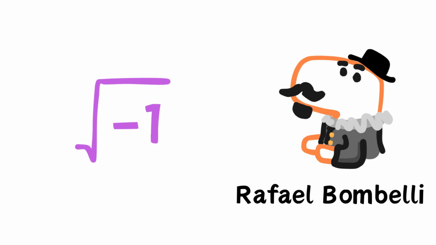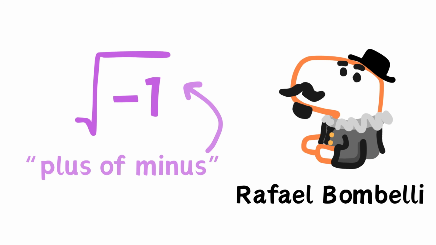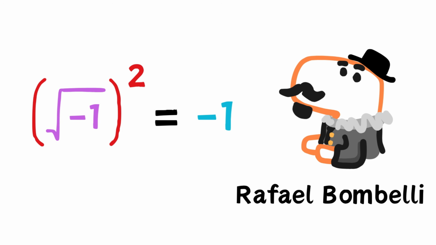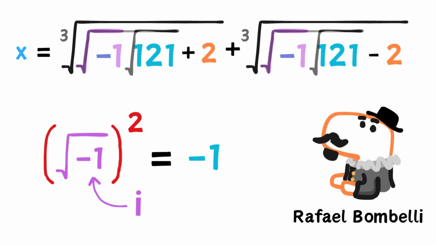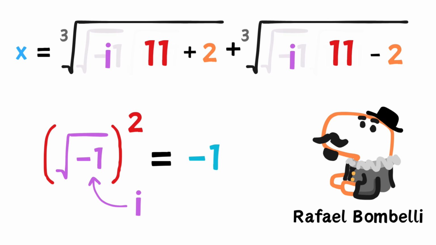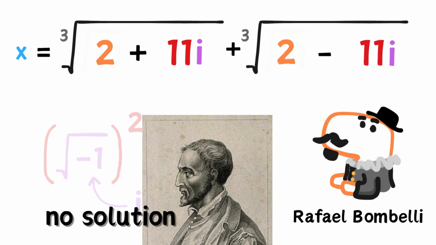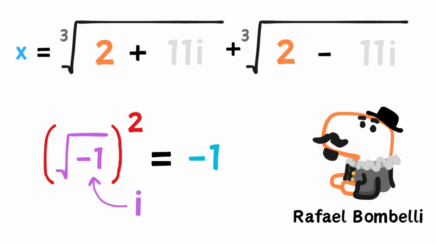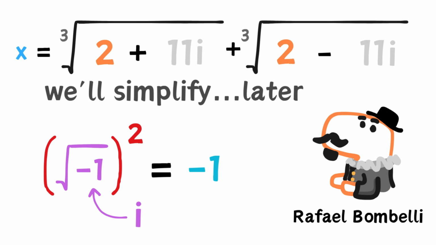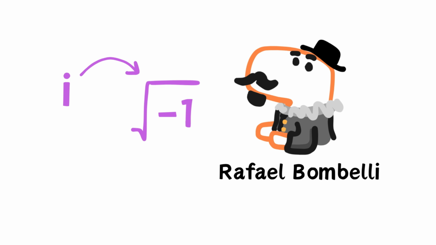What if the square root of a negative number was its own special number? Bombelli defined a number whose square was equivalent to -1. We call that i. Because of that, Bombelli was able to solve cubic equations that were once deemed insolvable. Interestingly, the imaginary parts canceled out and he was left with a real solution. We'll simplify this later in the video. Bombelli's discovery was astonishing, and the square root of -1 seemed like a loophole.